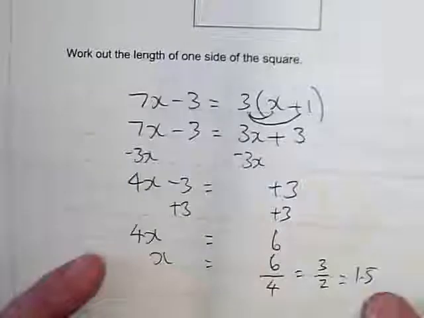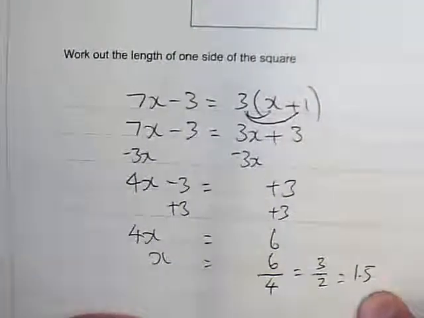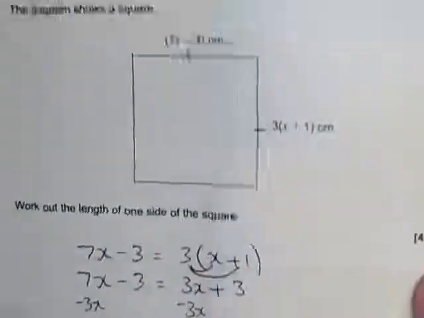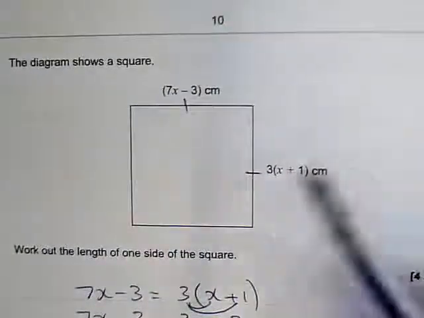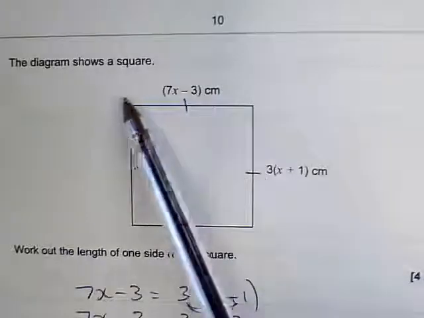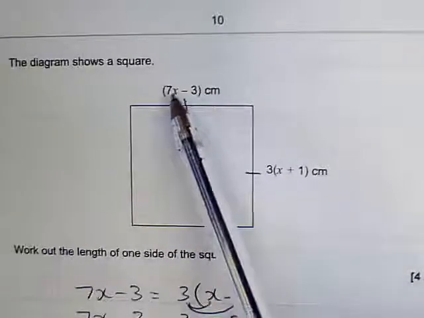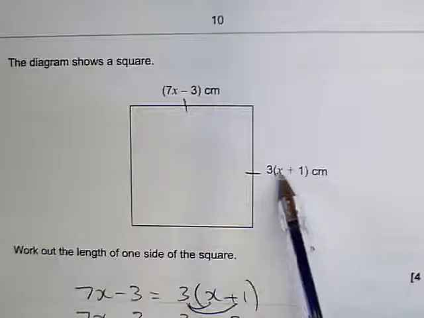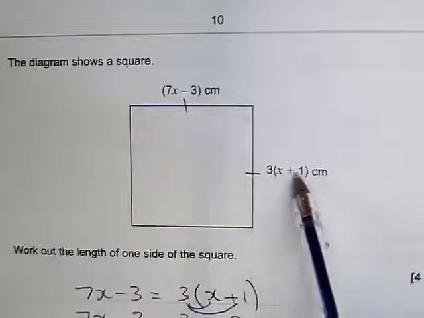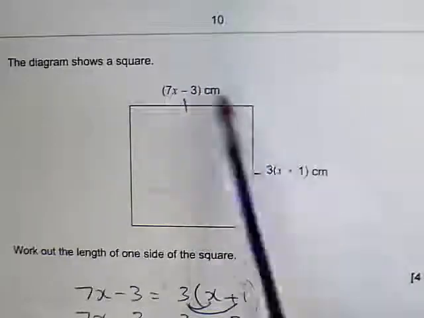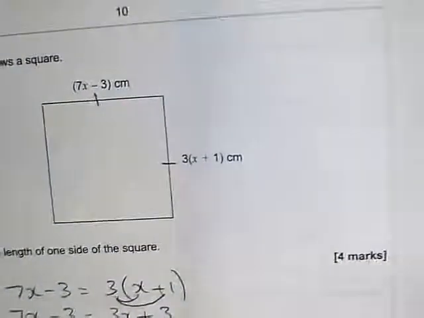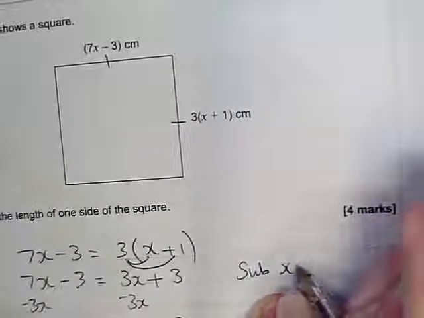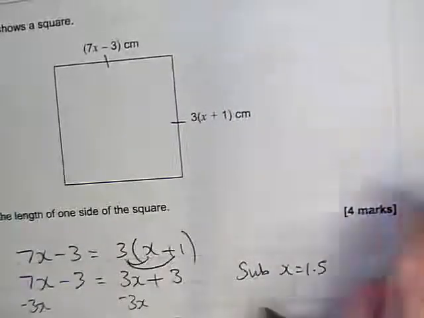Now, some of my students were writing this as their final answer, but just double check the question. Is that right? Work out the length of one side of the square. Well, the length isn't 1.5 because 1.5 is just what x is. Okay, the actual length is 7 lots of x minus 3, or 3 lots of 1.5 add 1. So you have to substitute it into either of those. It doesn't matter which one because they're both equal, as we know, because it's a square.